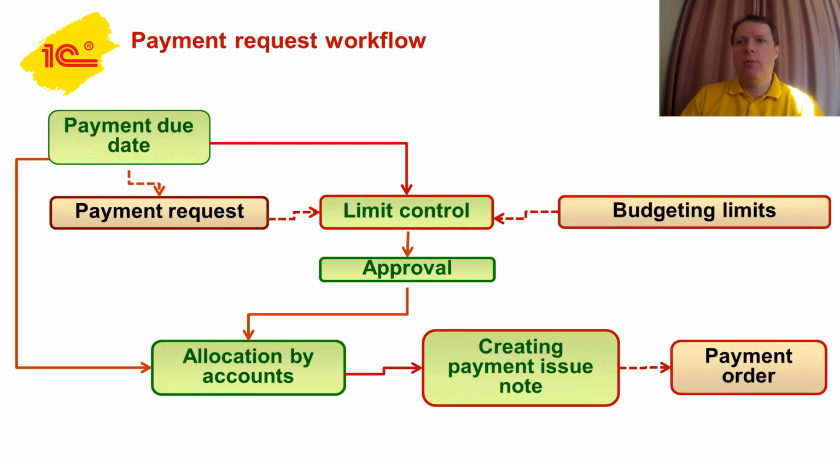Here is a scheme of the payment request workflow. According to the main scenario, initiators who apply for payment need to create a payment request and specify the future payment due date. The system performs limit control and then the payment request can be approved or not approved. Then the treasury allocates the amount by accounts as sources for the payment and creates a payment issue note.